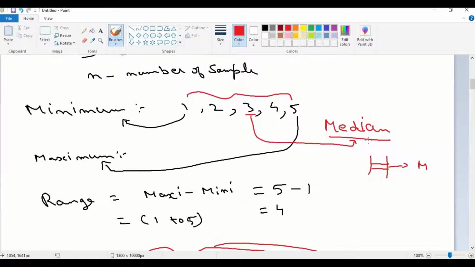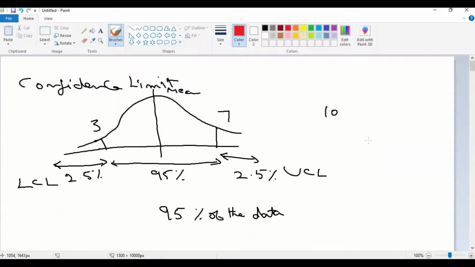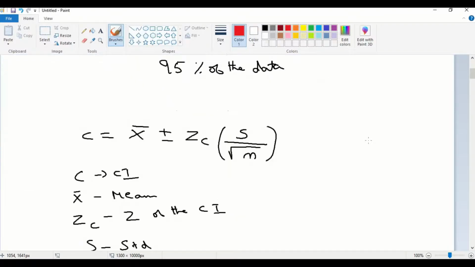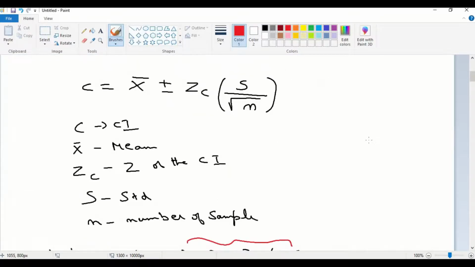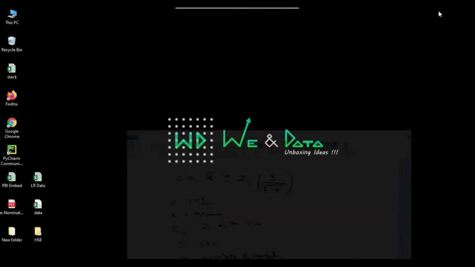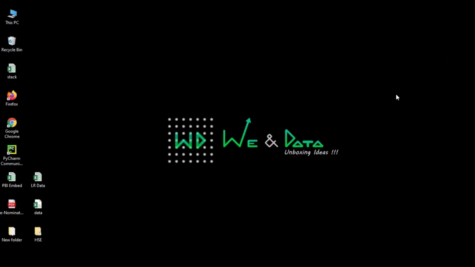So in this video, we have seen confidence limit, upper confidence limit, lower confidence limit, minimum, maximum, range, mean, formula for the confidence limit, and then the median. So in our next video, let us see the Python implementation of all these concepts.